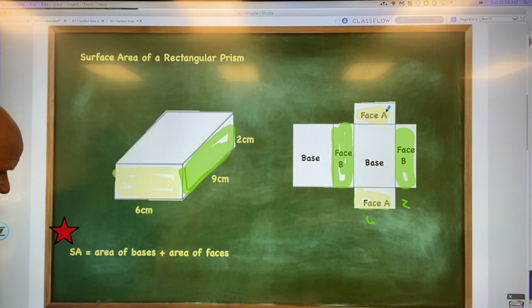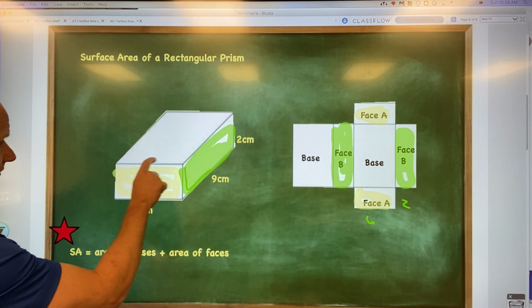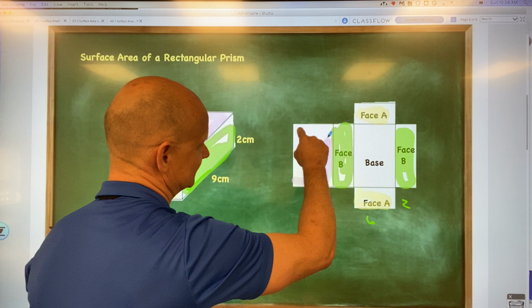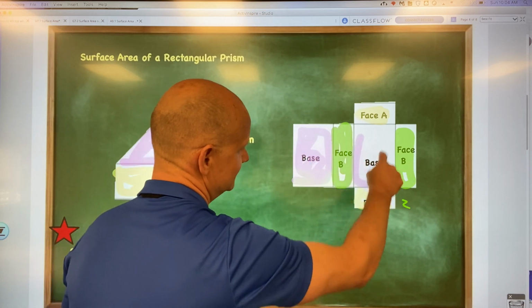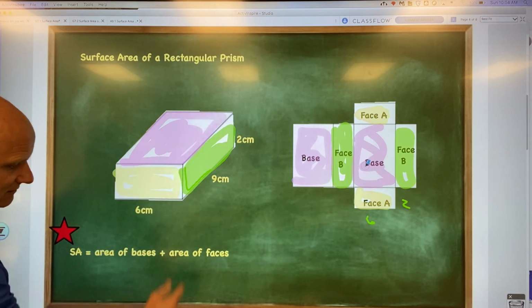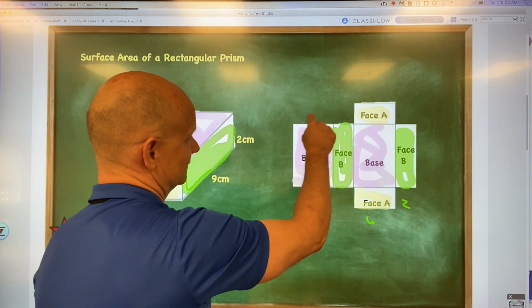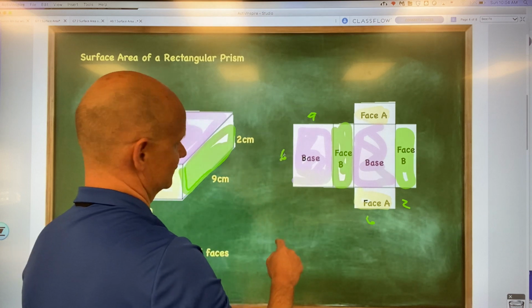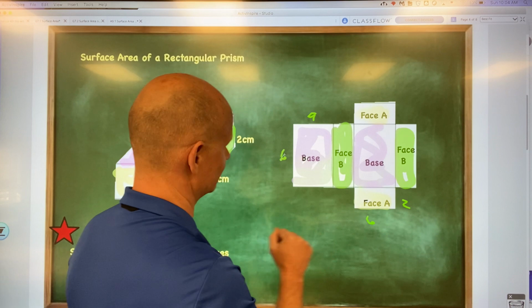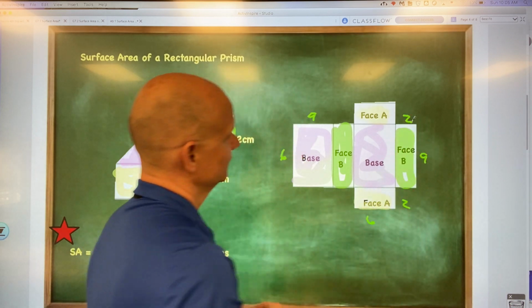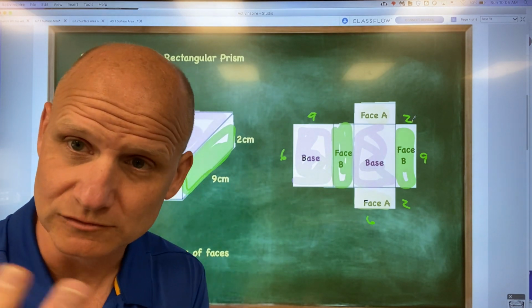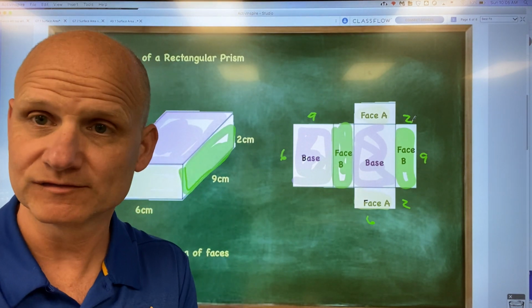And lastly, if I wanted this area right here, which we could call the base, that one is 9 by 6. So I would have 9 by 6, 9 by 6. I forgot to write in the other one, which was 9 by 2. So I multiply 9 by 6, 54, multiply by 2, because there are 2. And then you add all that together. Surface area.